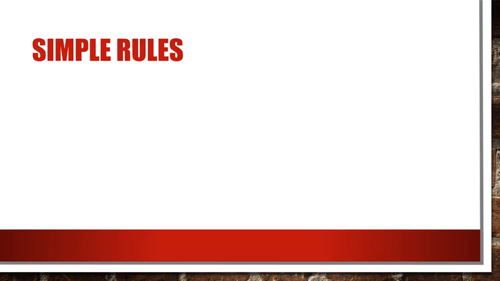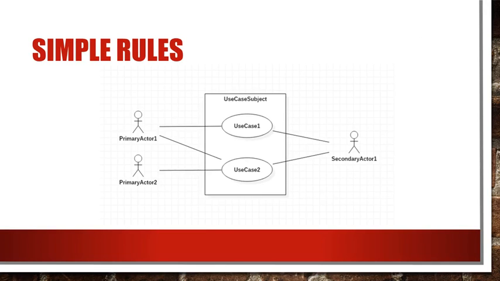In simple rules, we can represent these actors, use cases and relations. Assume that there are two actors. They are said to be primary actor 1 and primary actor 2. And there is another actor called secondary actor 1. All the use cases are enclosed within a rectangle. The rectangle is said to be a system boundary. In this example, there are two use cases: use case 1 and use case 2. The primary actor 1 and primary actor 2 are said to be initiators, and the secondary actor is said to be involved.